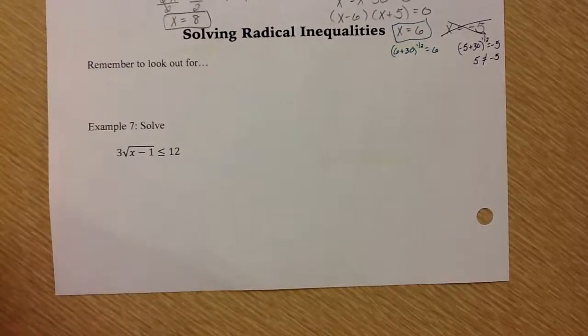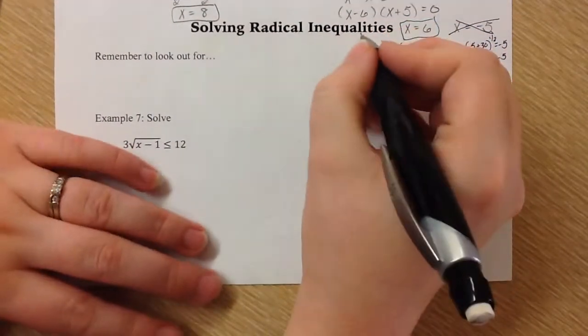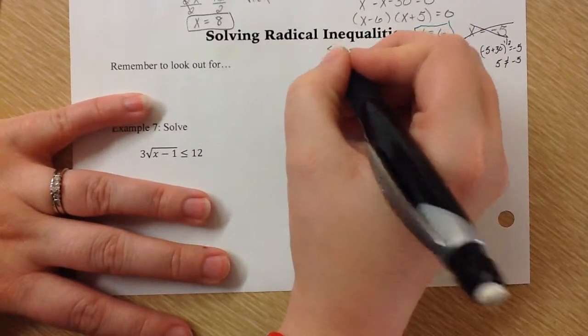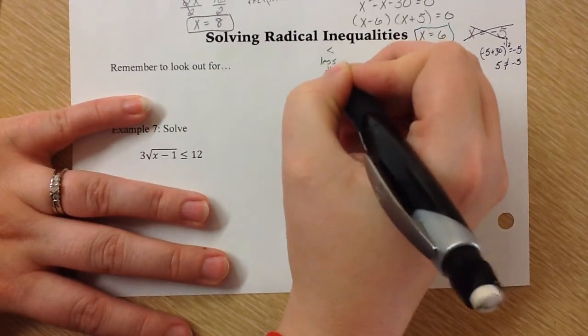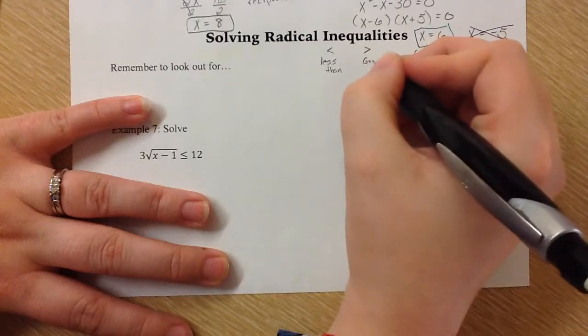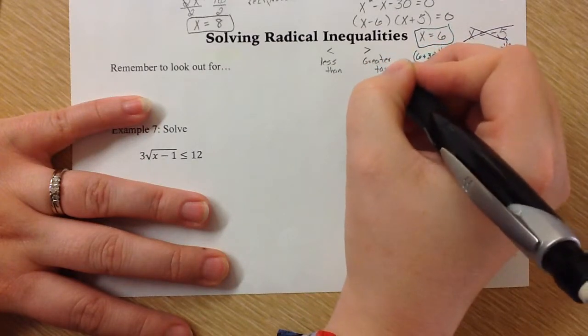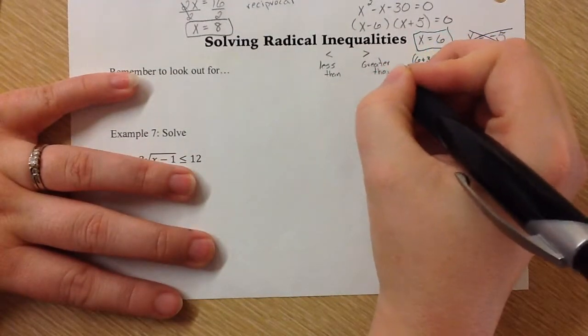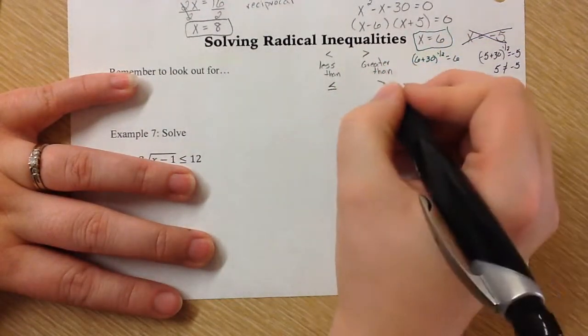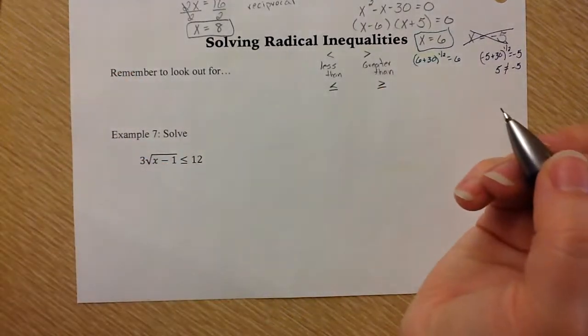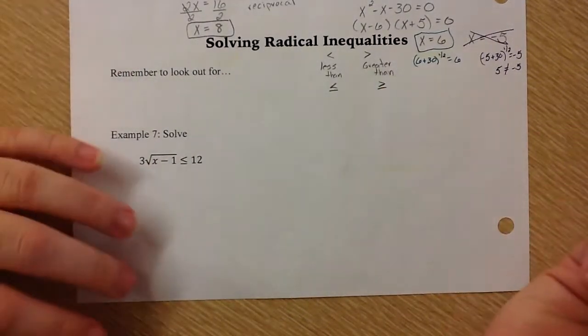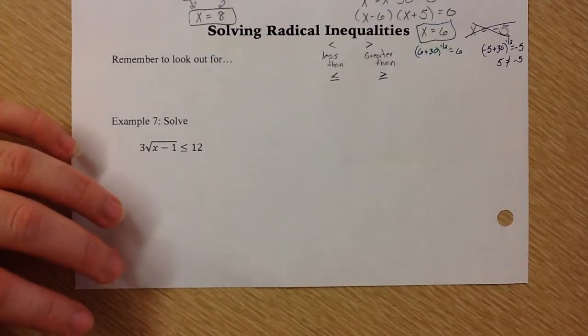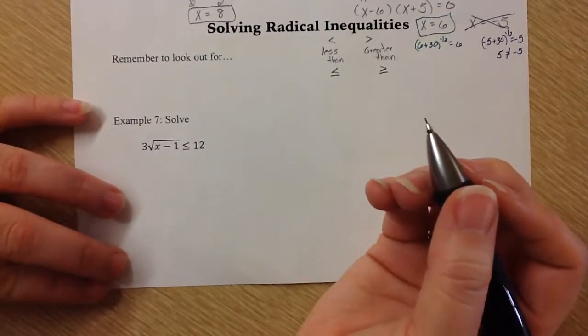All right, solving radical inequalities, okay? Really, there's nothing horribly different about solving radical inequalities. Remember, your inequality symbols are the less than symbol, greater than symbol, or we have our less than or equal to, greater than or equal to, okay? Those are our inequalities. Really, we solve them the exact same way. The only exception, we have two things we have to look out for.